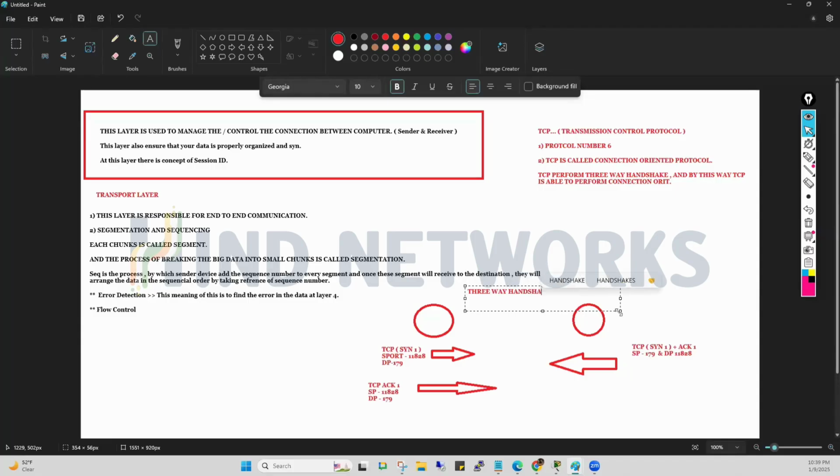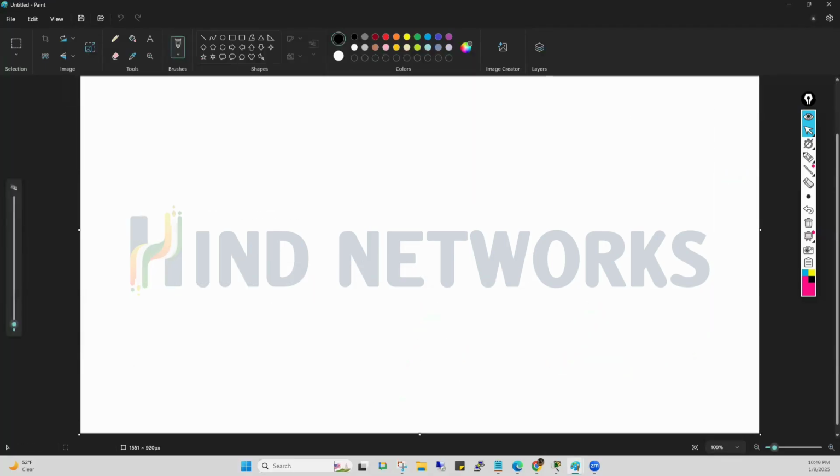The whole process is called the three-way handshake. And this will happen on which layer, guys? Layer number 4. It will happen at layer number 4. I hope this is clear to all of you, everyone. Done. Do you guys understand? Everyone, tell me. Yes.